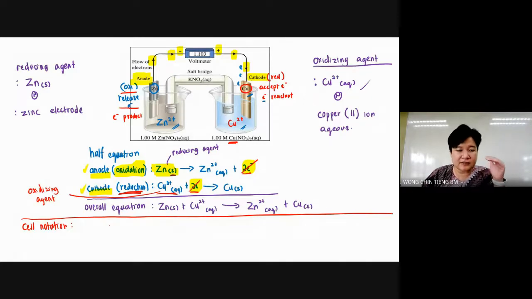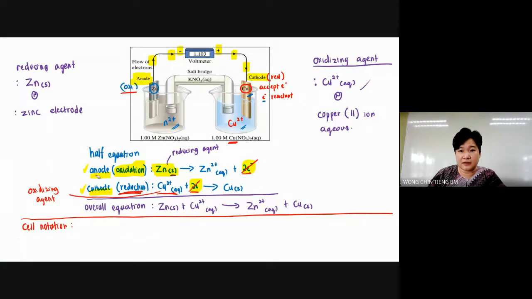Kalau saya bagi satu cell notation sebagai soalan. Soalan kata, based on the cell notation below, draw the galvanic cell. Kamu kena boleh lukis. Okay. So what is actually cell notation? Simple. Saya nak padam sedikit. That is my anode undergo oxidation.